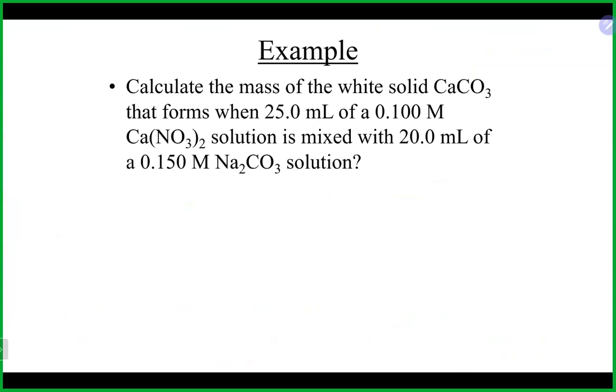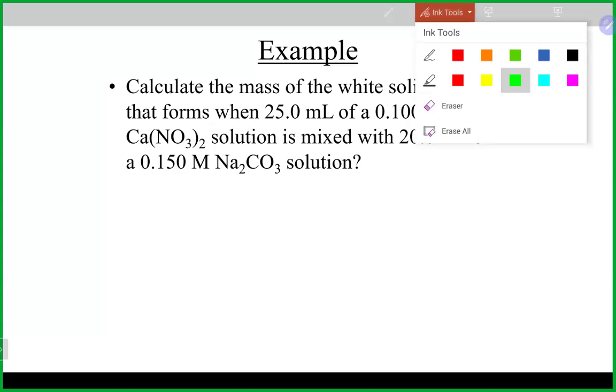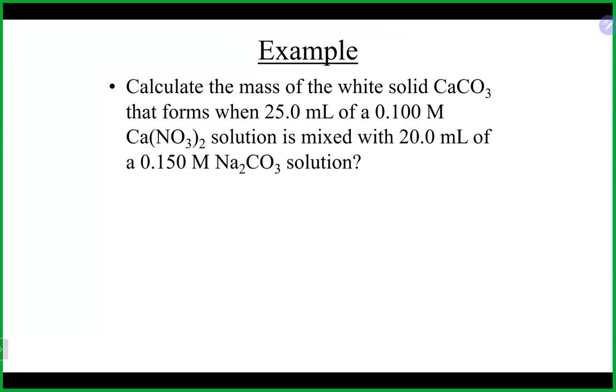Calculate the mass of white solid calcium carbonate that forms when 25 milliliters of 0.1 molar calcium nitrate is mixed with 20 milliliters of 0.15 molar sodium carbonate. So take a step through it, go through our stoichiometry steps, our 4 steps, determine if it's a limiting reagent or not. And I'm going to give you some numbers that might be helpful at the end there. Calcium 40.08, carbon 12.01, and oxygen 16.